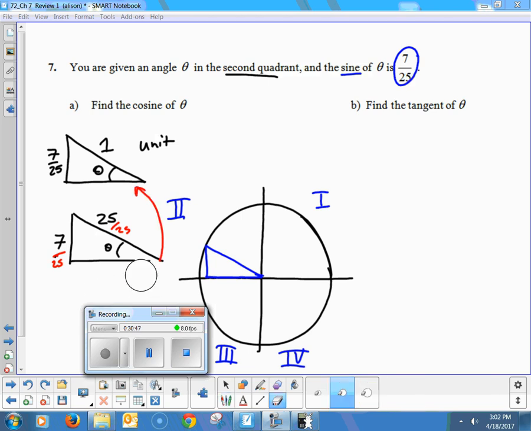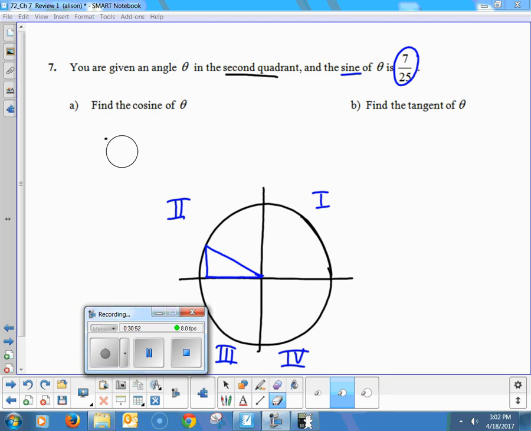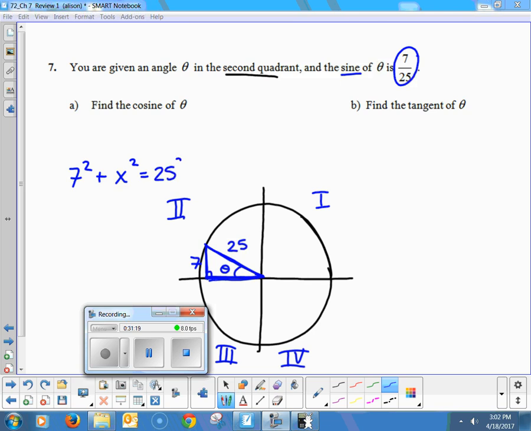So when you see problems like the one we've been given, it is most convenient to pretend that this is not a unit circle, but instead is a circle with a radius of 25, so that we can still have the sine of an angle that's 7 over 25. Hey, it's a right triangle. We could find this length. I know that 7 squared plus that length squared has to equal 25 squared. 7 squared is 49, plus x squared has to equal 25 squared.